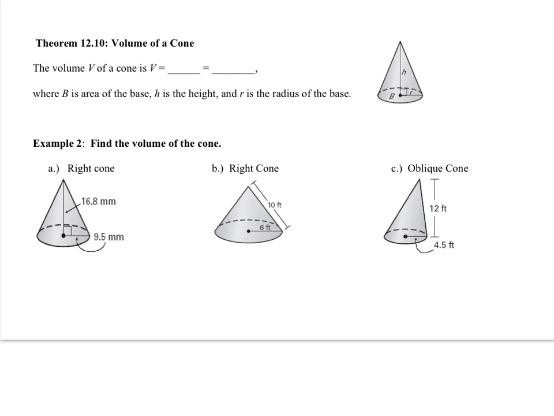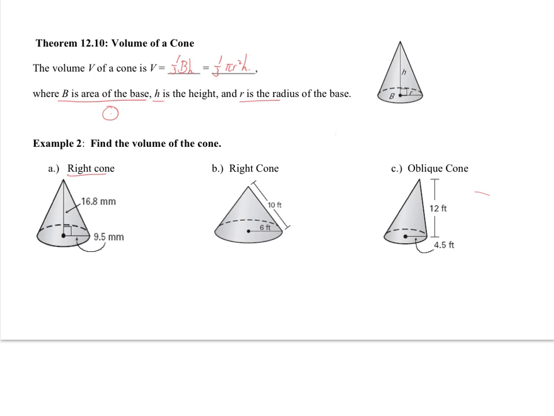Theorem 12.10, the volume of a cone. The volume V of a cone is represented as V equals 1/3 the base area times the height, and the base area is just pi r squared. So again, B is the area of the base, and it's always a circle. H is the height, R is the radius of the base. Now example 2, find the volume of the cone.